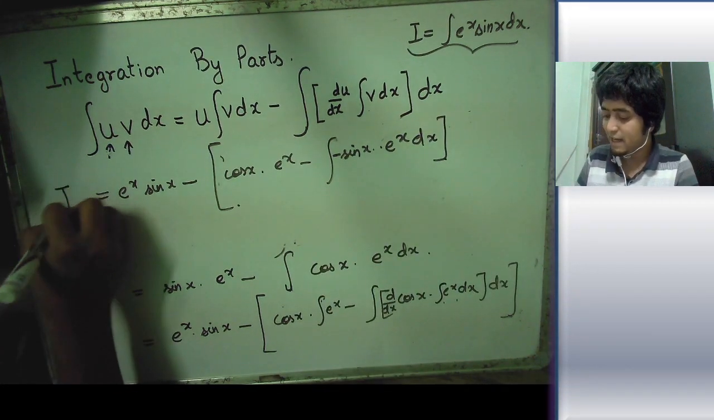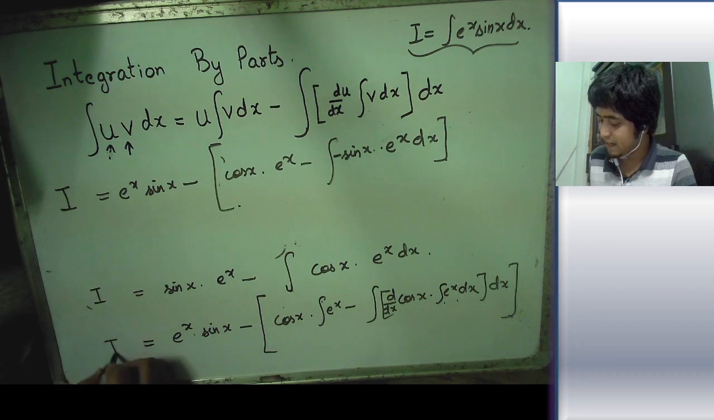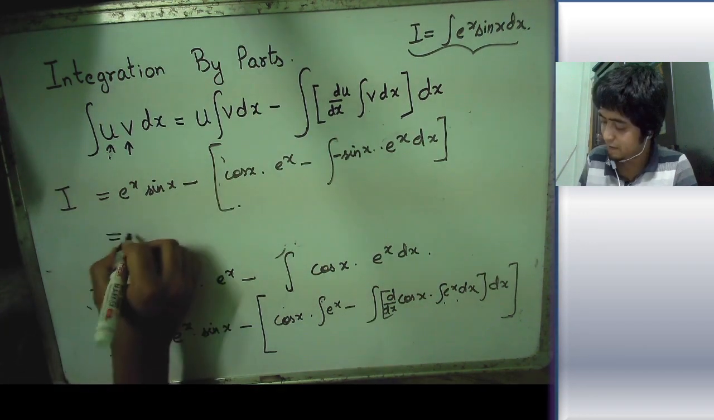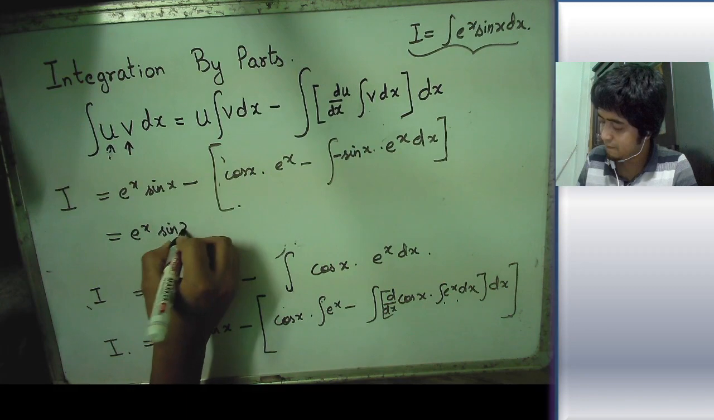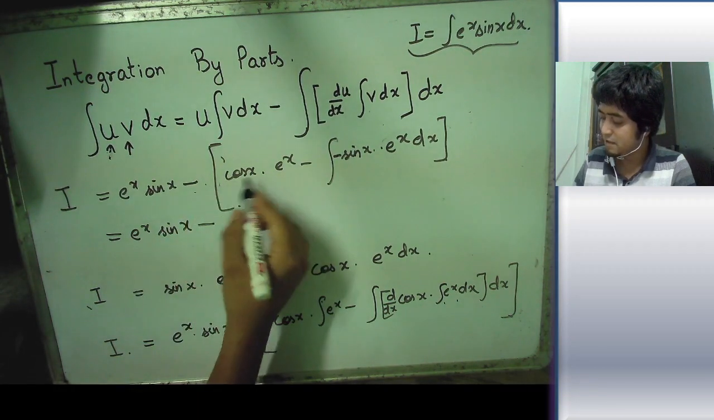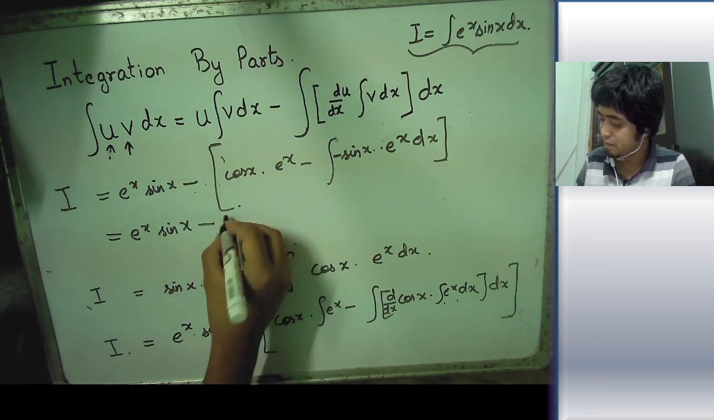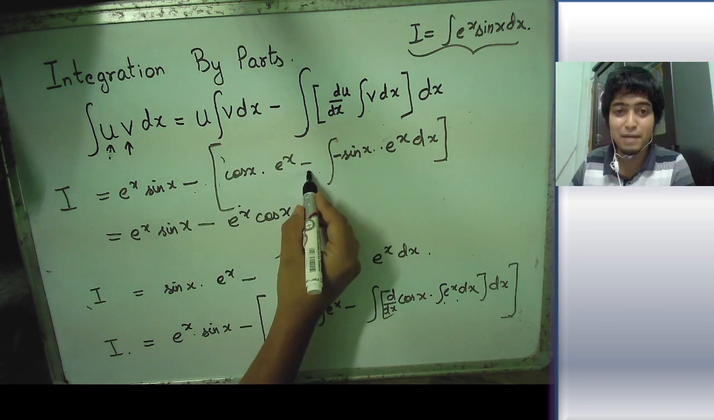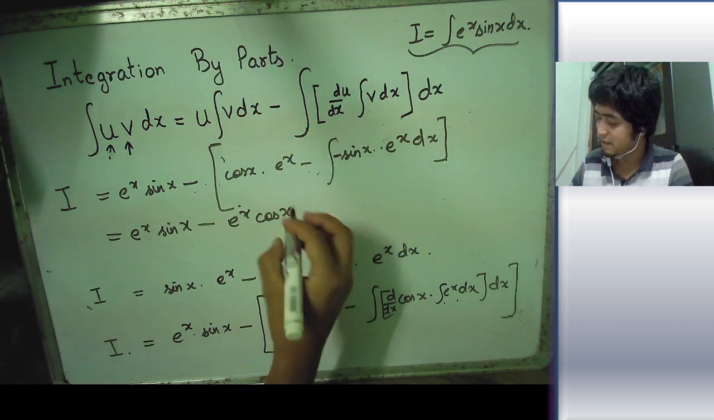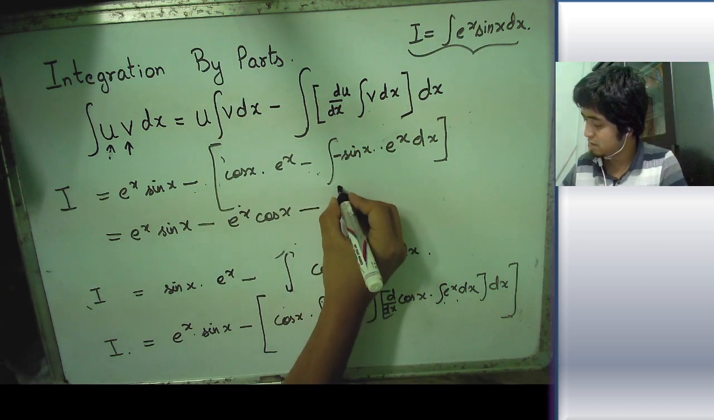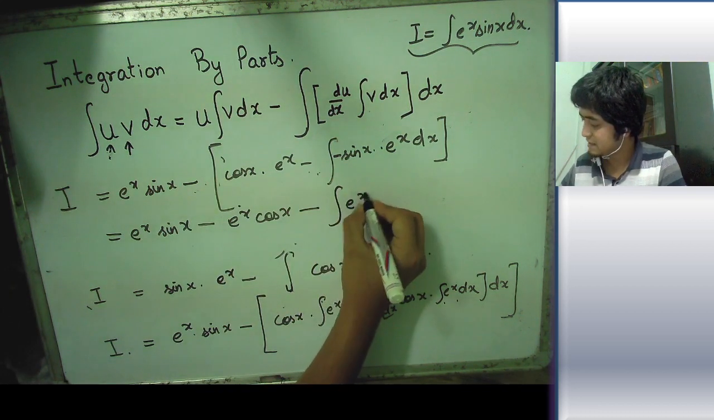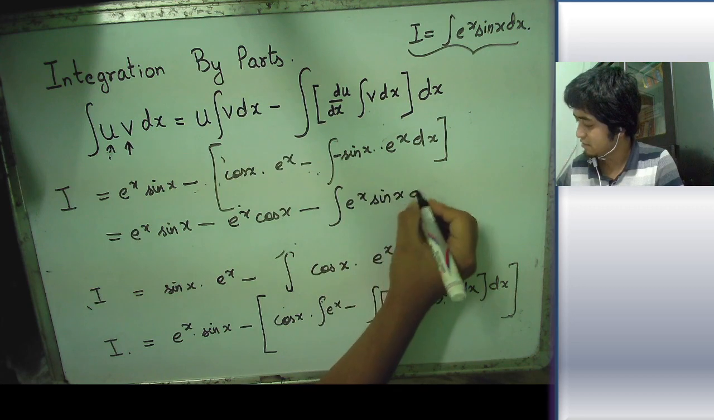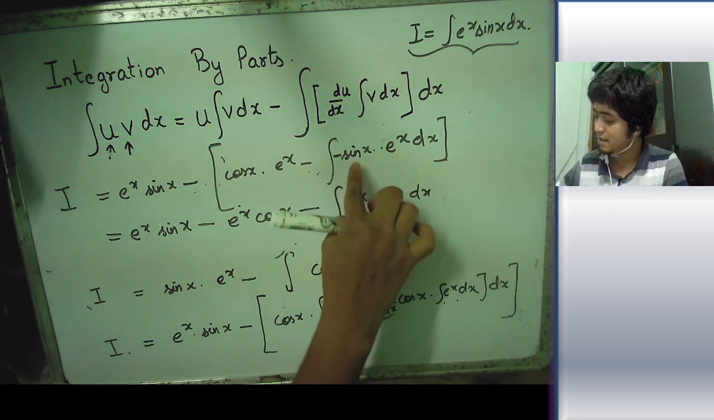Keep in mind that we have been calculating I throughout. Minus into, you will have e^x cos x. Minus into minus will give you plus. Plus into minus will give you minus. You will have e^x sin x dx. I'm just writing e^x in front and sin x at the back.